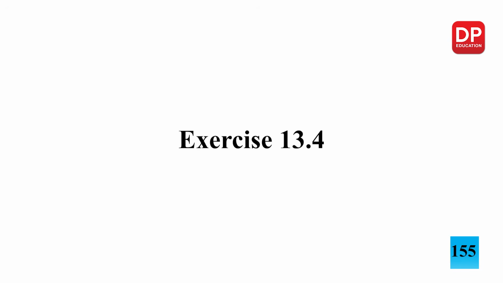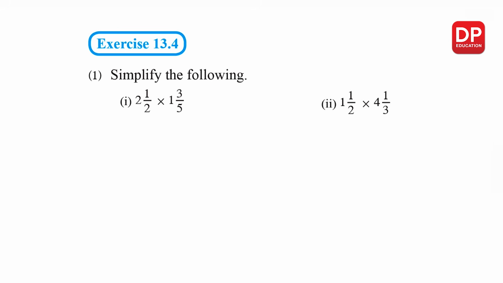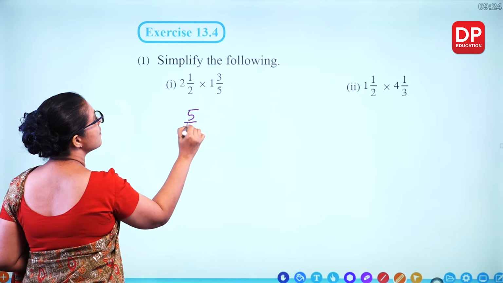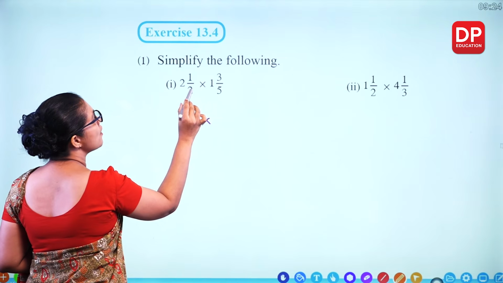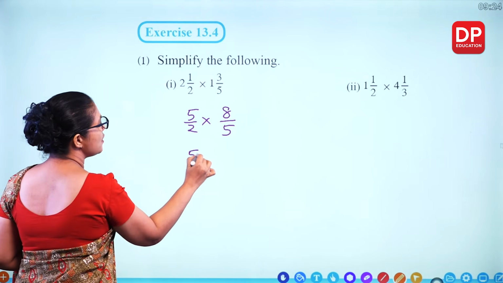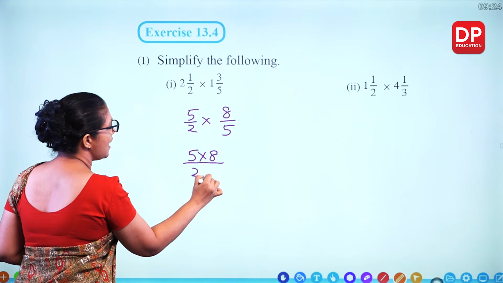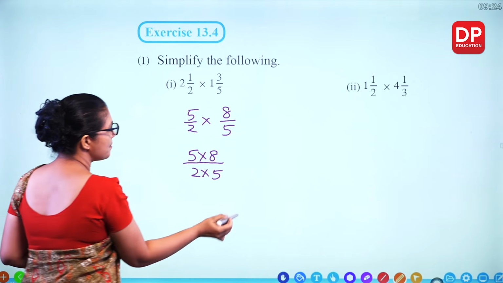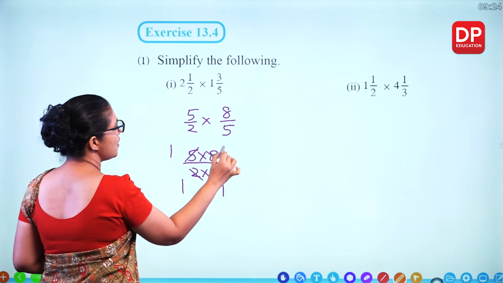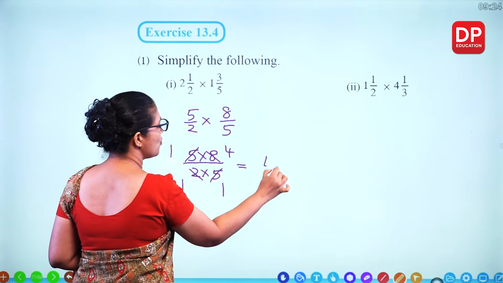Exercise 13.4. Simplify the following. Convert to improper fractions. 2 times 2, 4 plus 1, 5. This one, 5 times 1, 5 plus 3, 8. Now multiply the numerator separately and denominator separately. 5 times 1, 5 times 1. 2 times 1 and 2 times 4. So you get 4.